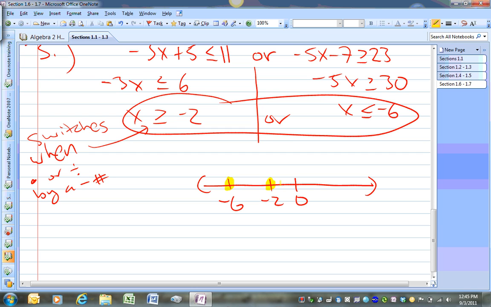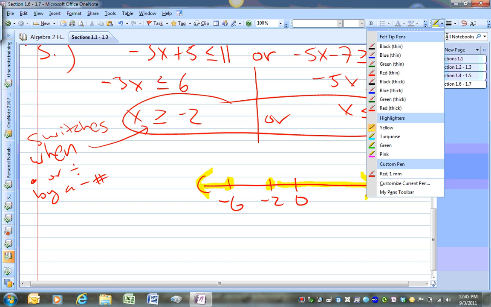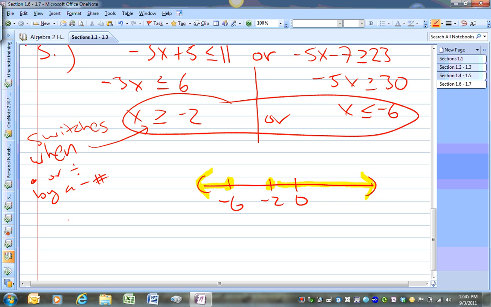But notice now they go in opposite directions. We're going to the right of negative 2 and to the left of negative 6. So this is called the OR situation. Because x is one or the other. Either it's less than negative 6 or greater than negative 2. It can't simultaneously be both those things. If you think about it, it kind of looks like two oars in a rowboat. Not sure if that helps, but that's the OR situation.